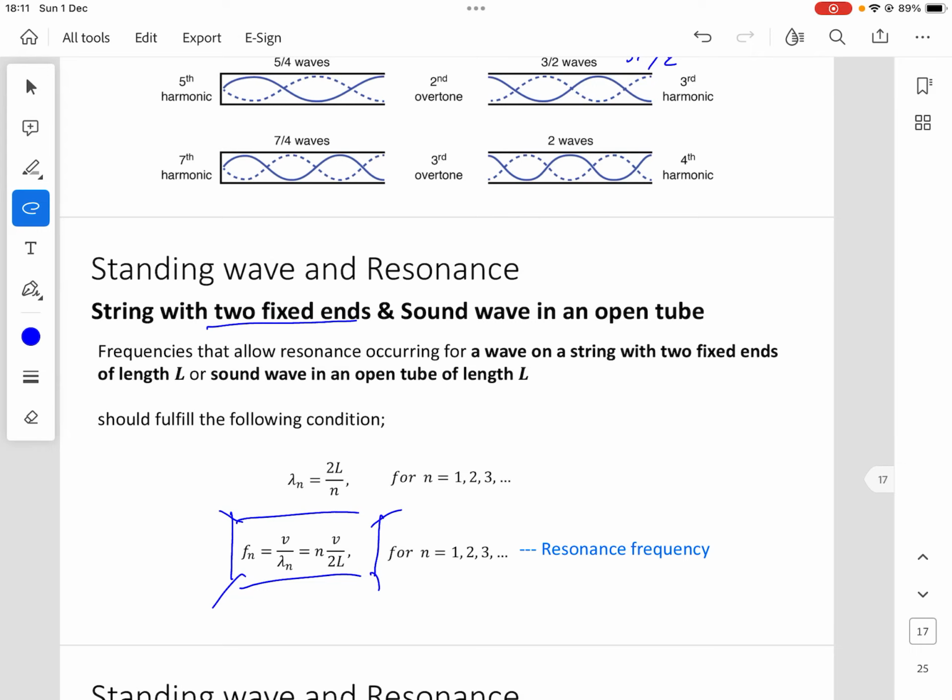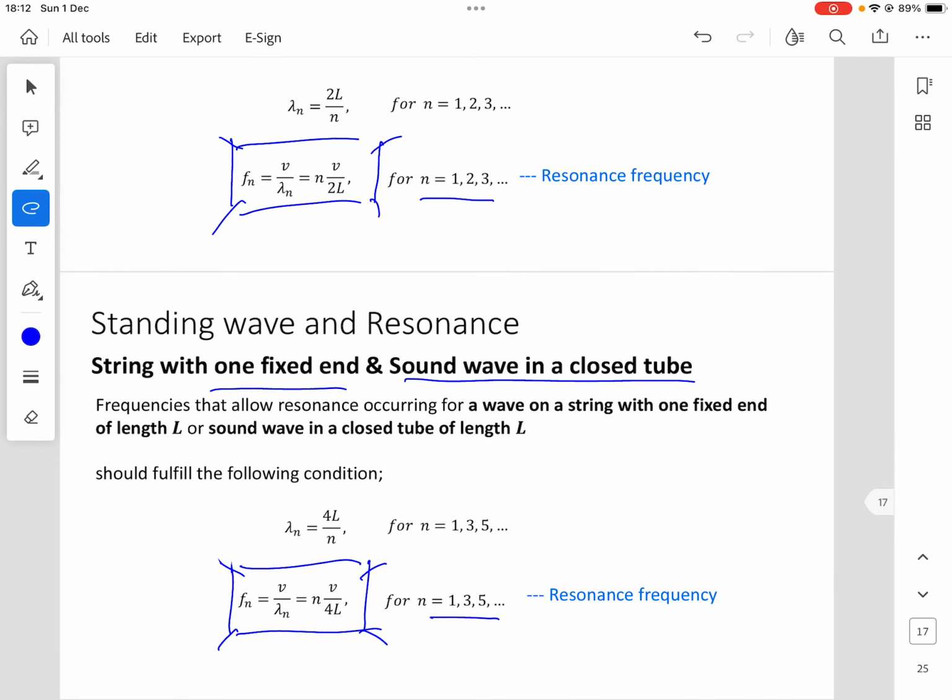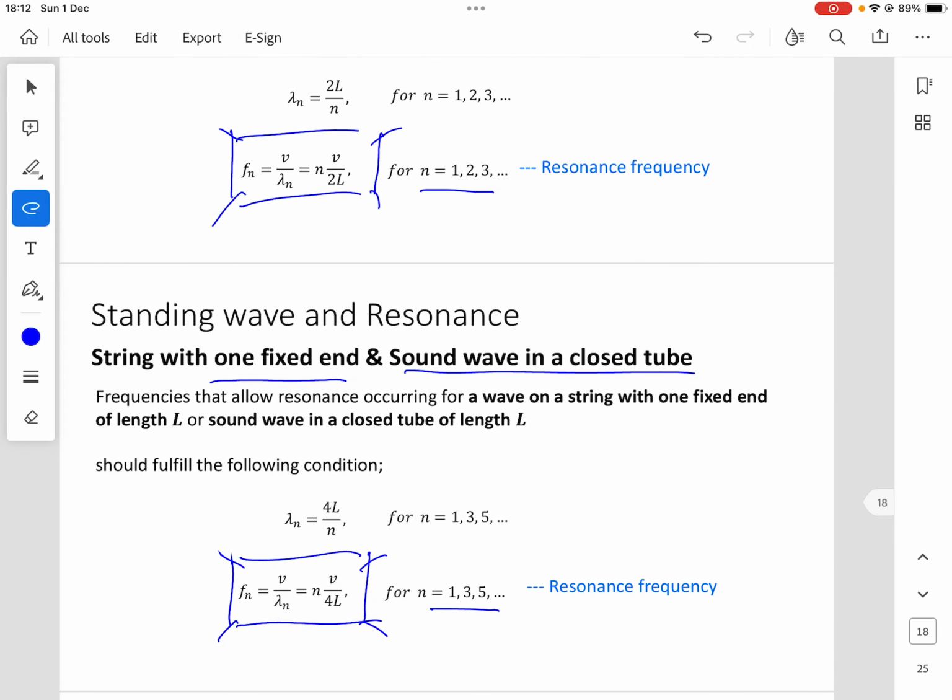So let's conclude this. This equation f_n equal to n v divided by 2L, for n a positive integer 1, 2, 3, 4, 5, can be used for either the resonance or standing wave on a two fixed end string, or the sound wave in an open tube.